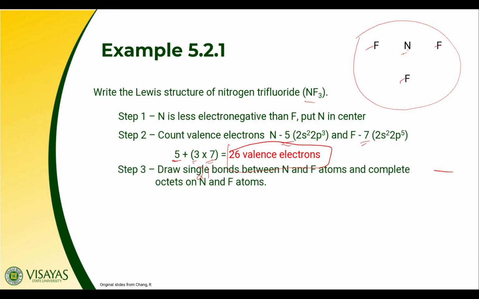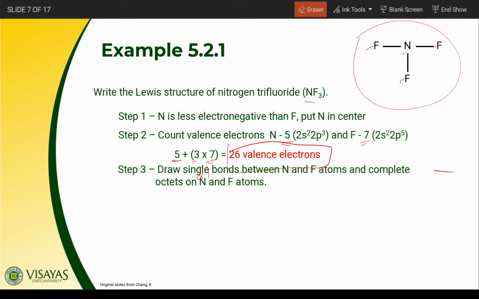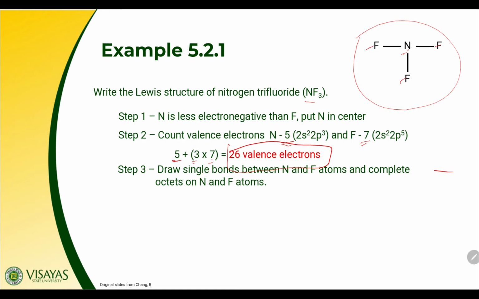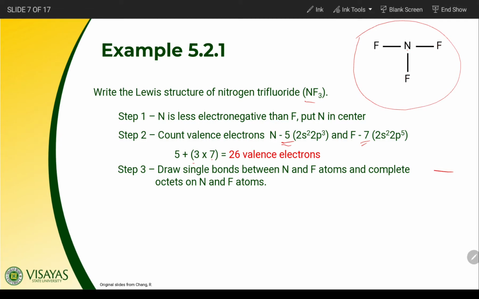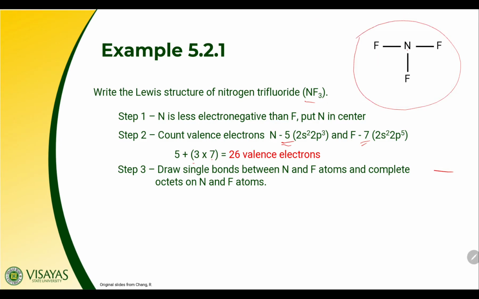Next step is we draw single bonds between nitrogen and fluorine atoms and complete octets on nitrogen and fluorine atoms. So first we draw a single bond. After drawing single bonds, we now complete octet on nitrogen and fluorine.